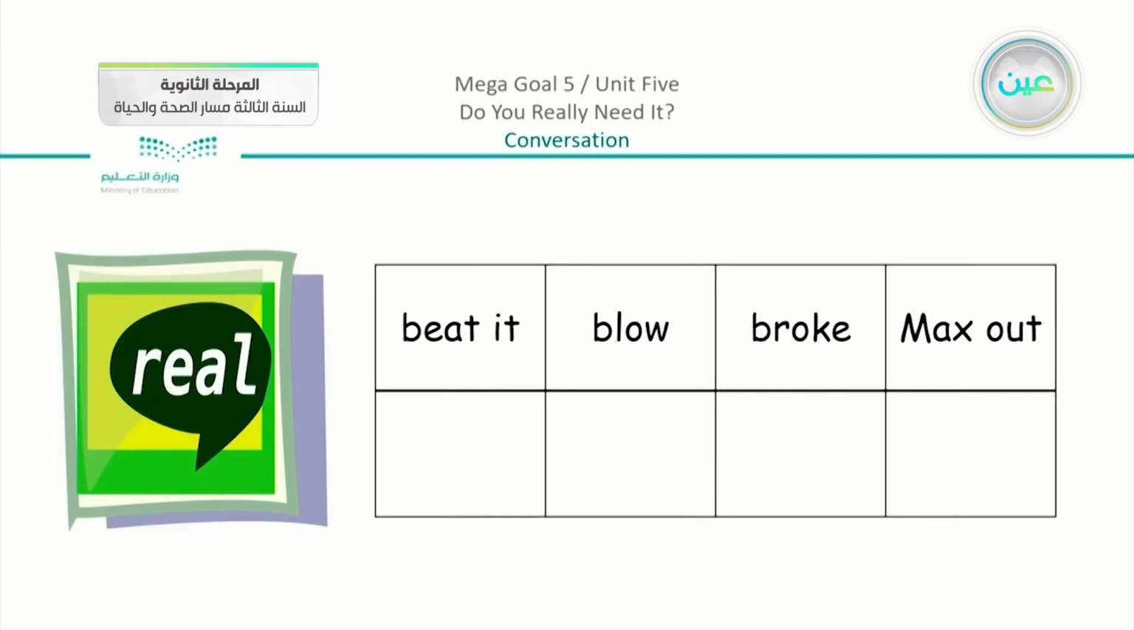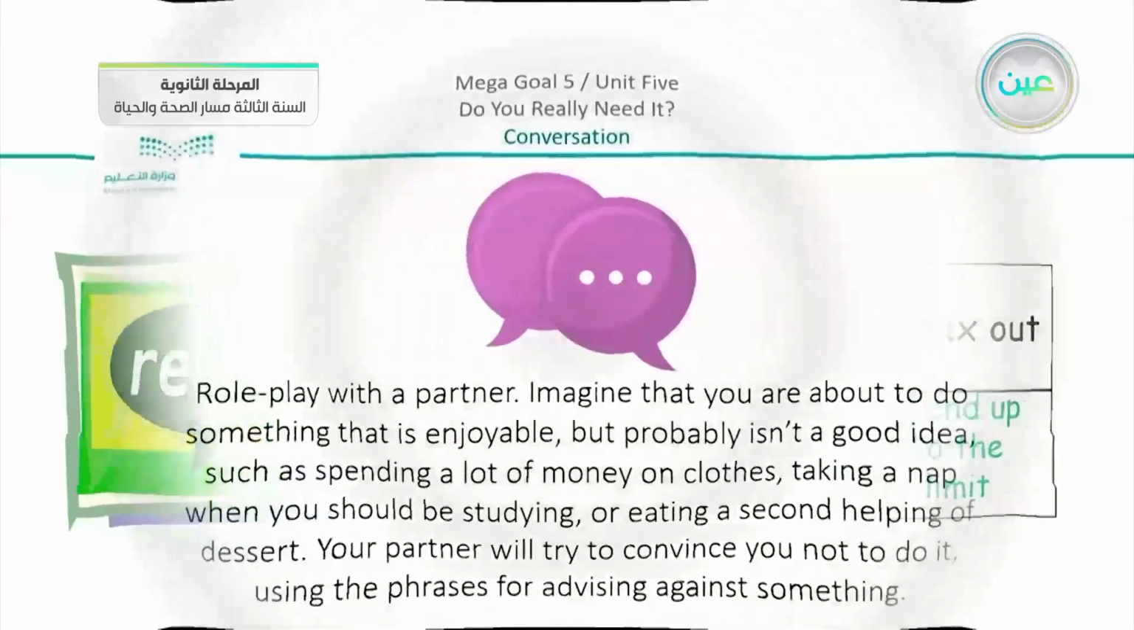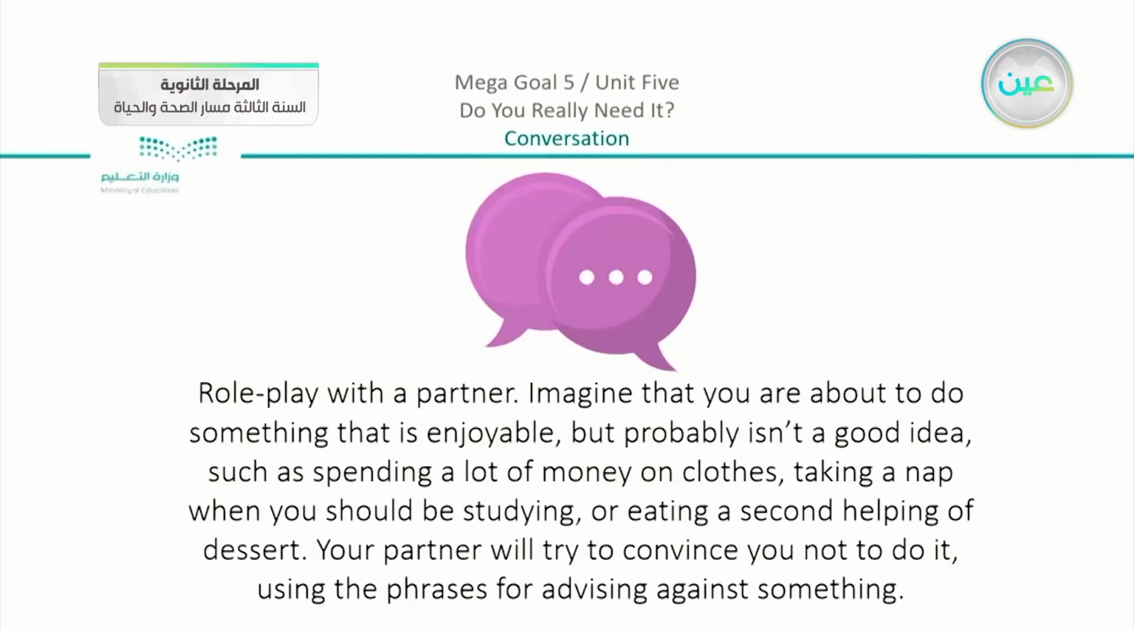Now you can see also that the words that we discussed at the very beginning are in the conversation. So we have here beat it, as we said, means to leave quickly. We also have to blow money away, which means to waste money. We have broke, someone who is broke is out of money. And max out means, of course, to spend up to the limit. So you can see in our conversation part, we have the part about advising against something, and we do have our real talk phrases.